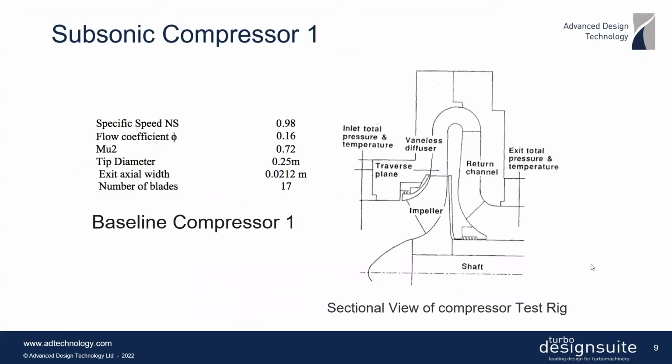So the first example that we are going to look at is an industrial compressor, which is a typical compressor stage, which is used for multi-stage centrifugal compressors. And we have some information about the specs over here. So the tip diameter, flow coefficient, the tip speed Mach number, and the number of blades. And essentially, there is a vaneless diffuser here. Then this is coupled with a return channel. And generally, we then use this in a multi-stage environment. And what we are actually going to look at here is the isolated impeller in this presentation.